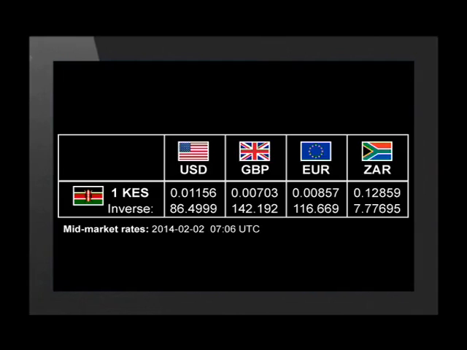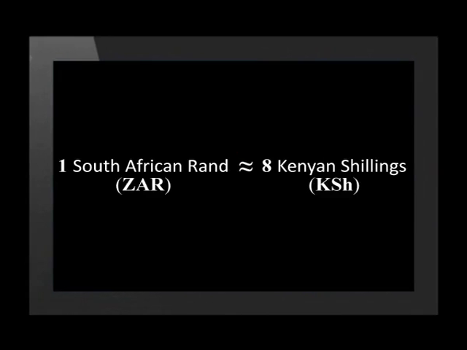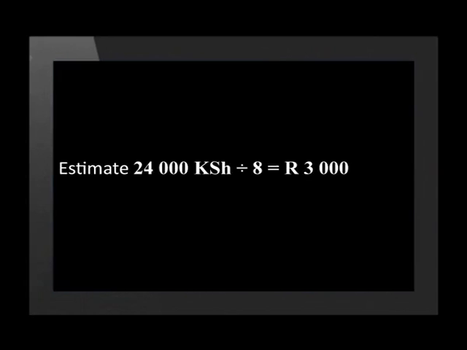Browsing on the internet, Joshua finds that one South African rand is worth 7.77695 Kenyan shillings. He also read that one Kenyan shilling was equal to 0.12859 rand. He rounds off the exchange rate to be one South African rand to 8 Kenyan shillings. He rounded off the exchange rate so it would be easier to work with. It's much easier to work with the number 8 rather than 7.77. Let's use this estimation to calculate the cost of one night of accommodation. We'll round up the price of one night to 24,000 Kenyan shillings. 24,000 Kenyan shillings divided by 8 equals 3,000 rand. This is still expensive, but not nearly as shocking as the original price.